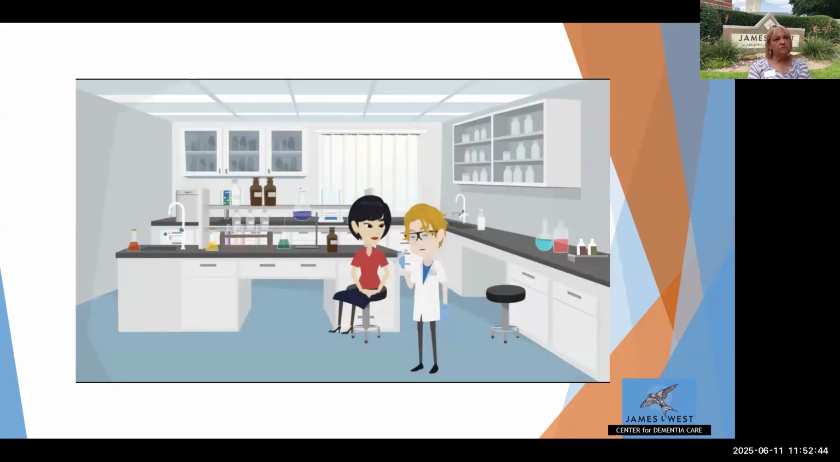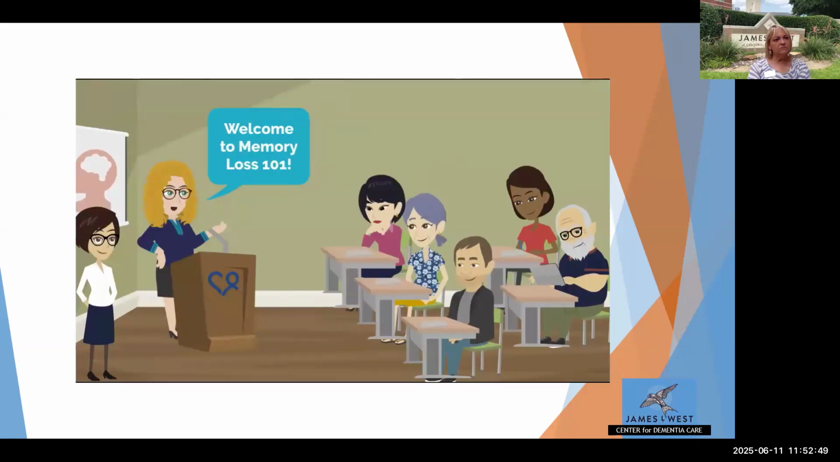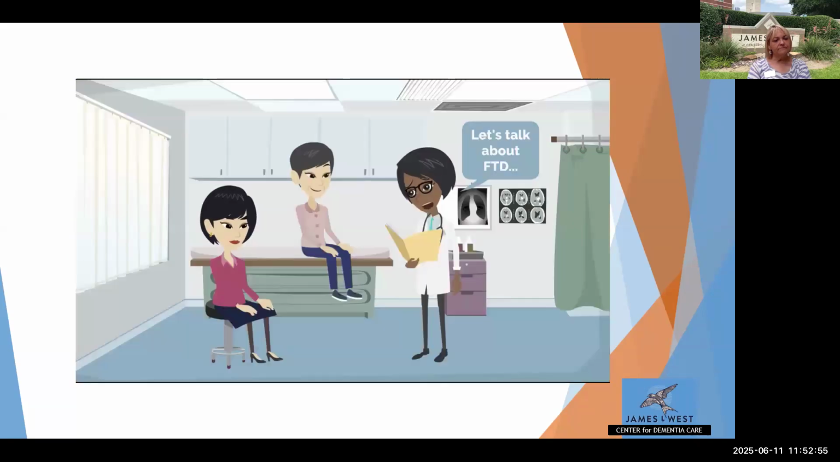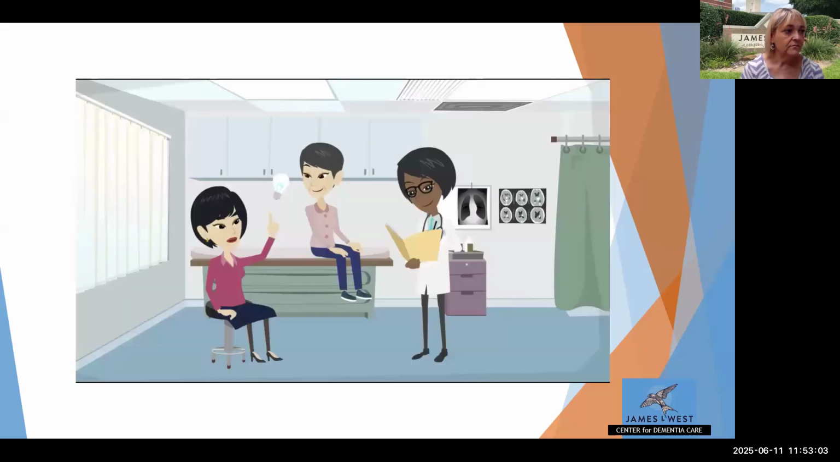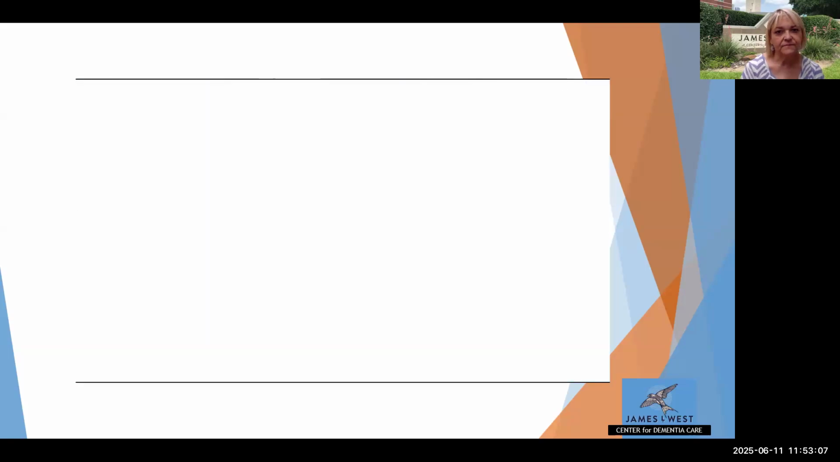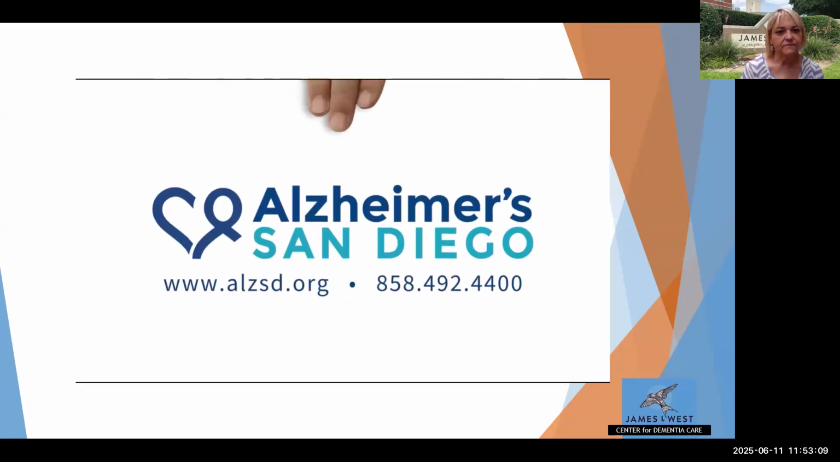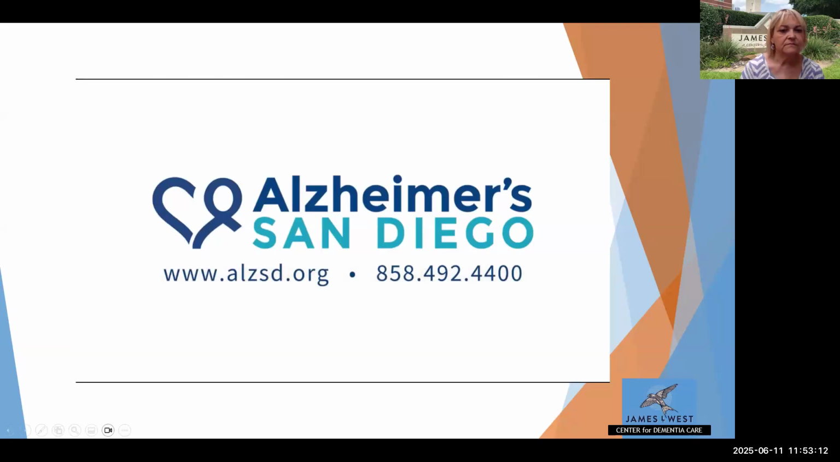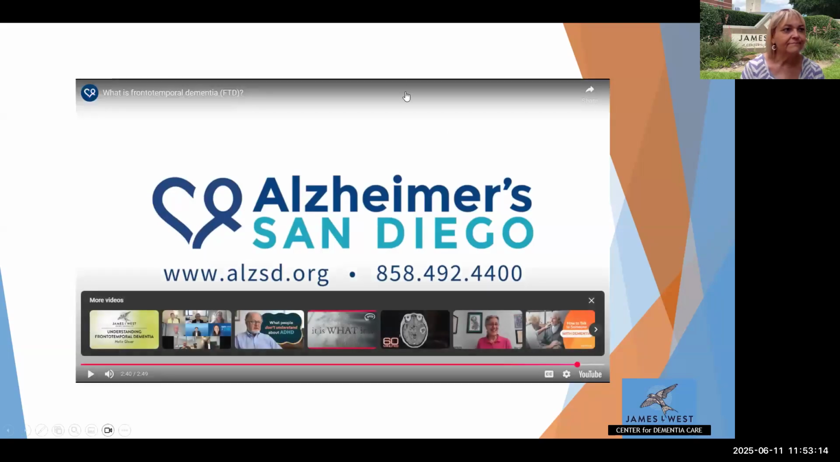That's why it's so important to take part in clinical research if you can. When it comes to FTD, like everything, knowledge is power. It is critical to get the right diagnosis. This will help avoid potentially dangerous medications you don't need and empower you and your care partners to prepare for the future. Learn more about dementia and get the support you need by calling 858-492.